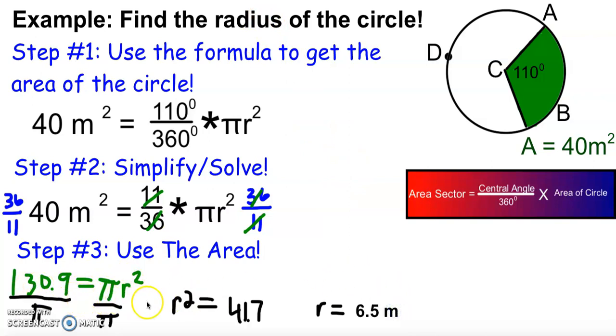And that's going to leave me with 41.7 equals r squared. And then I'm going to take the square root to figure out the radius. So the square root of 41.7 is 6.5. So the radius of the circle is 6.5 meters.